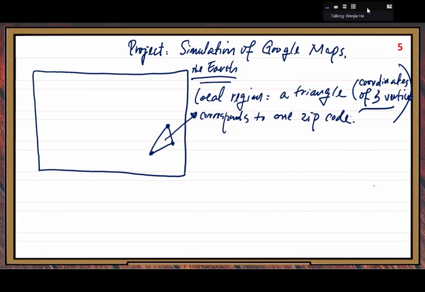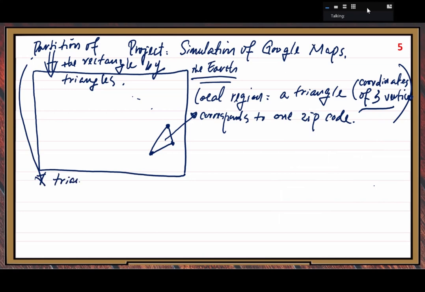Then, in order to simulate a large number of local regions, we need to divide this big rectangle as a partition of triangles. So what we need to do here is partition the rectangle by triangles. We call this step the triangulation operation.